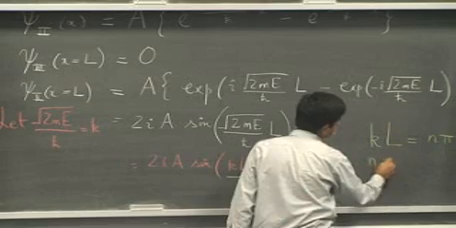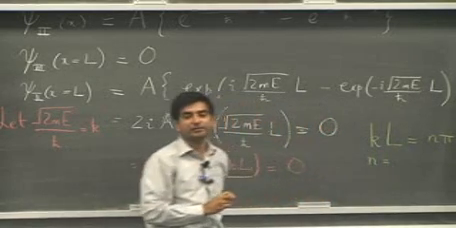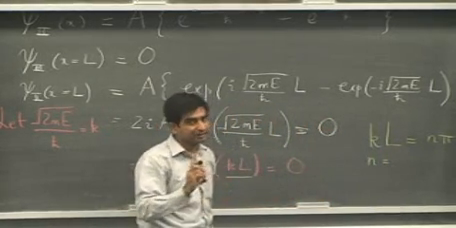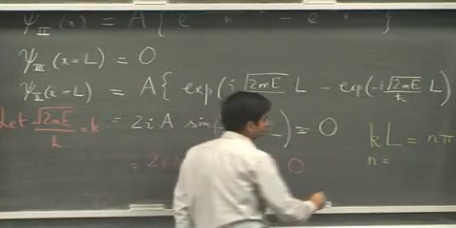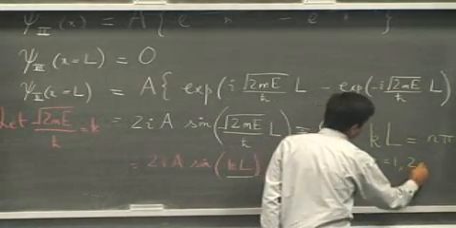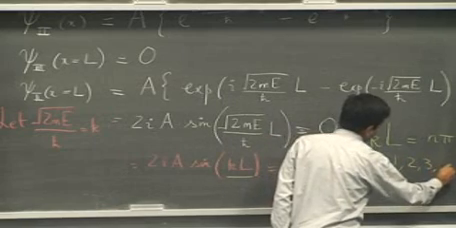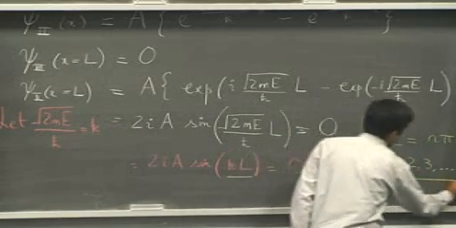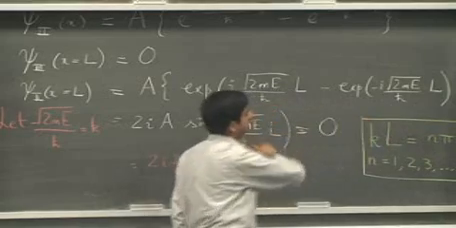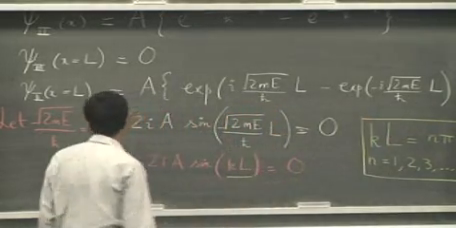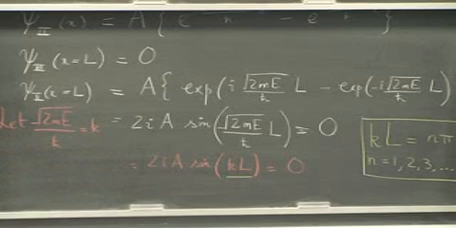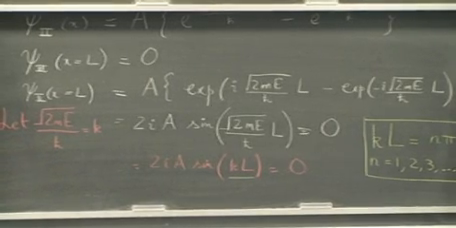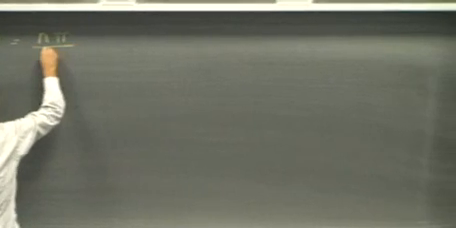Where n equals, what values are possible? We cannot take 0, so 1, 2, 3 and so on. So now we have a condition on k. k equals n pi over L.